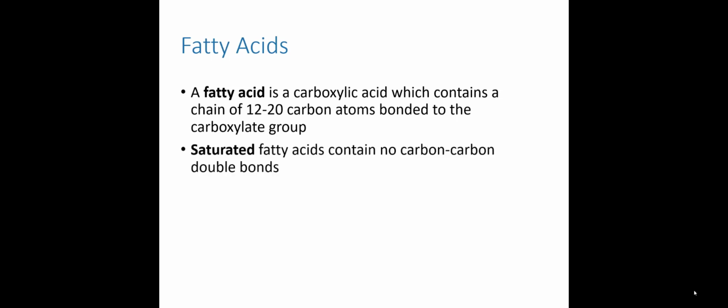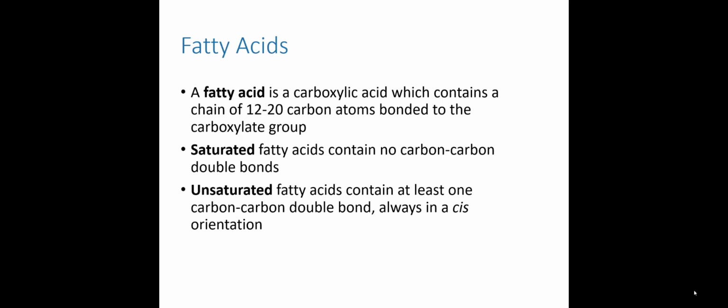We can subdivide these even further into saturated fatty acids, and those contain no carbon-carbon double bonds, only carbon-carbon single bonds, as well as unsaturated fatty acids, which have at least one carbon-carbon double bond, and in nature those are always going to be a cis orientation carbon-carbon double bond. We can further subdivide those if we want into monounsaturated fatty acids, which means that they have a single double bond in their structure, or polyunsaturated fatty acids, which have two or more double bonds in their structures.